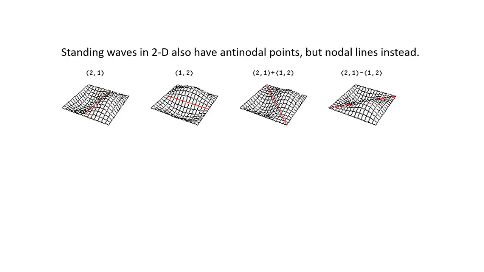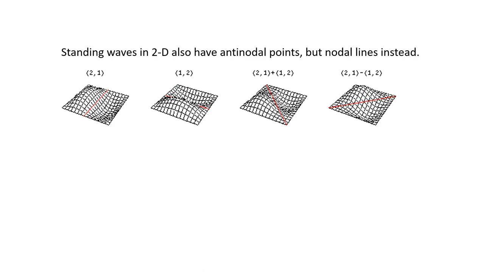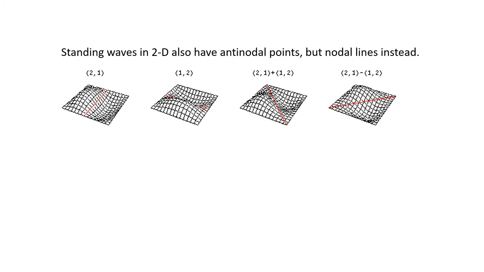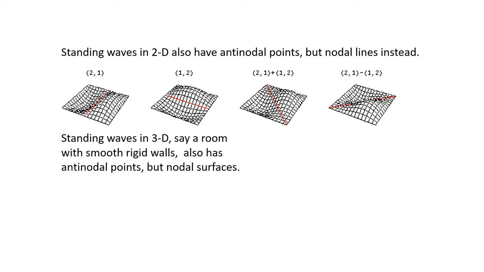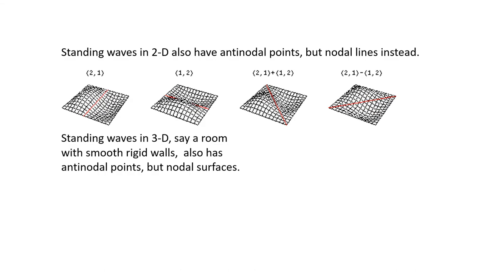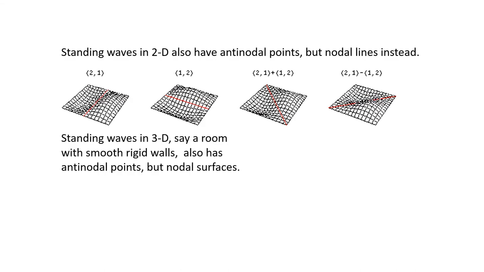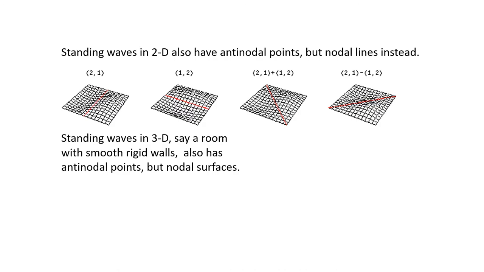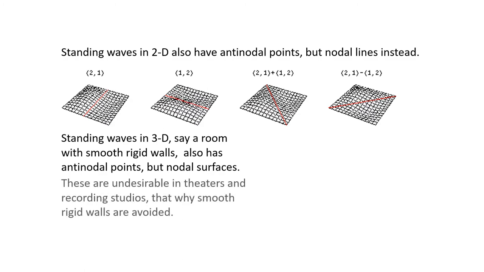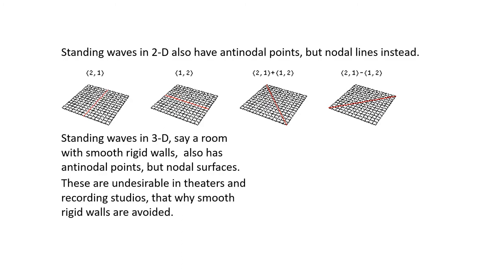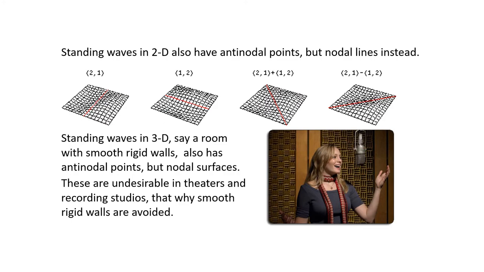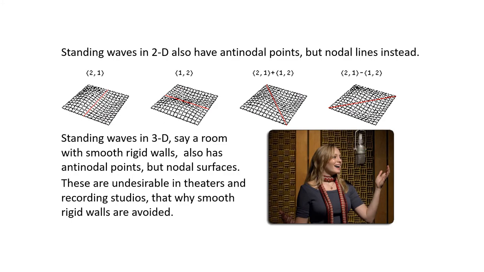Standing waves in 2D also have antinodal points, but nodal lines instead. Standing waves in 3D, say a room with smooth, rigid walls, also have antinodal points, but this time nodal surfaces. These are undesirable in theaters and recording studios. That's why smooth, rigid walls are avoided. Check out that wall.